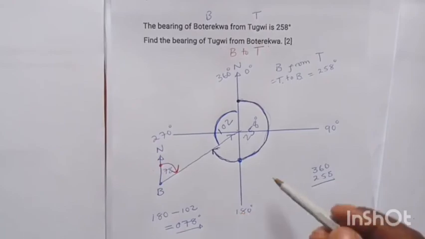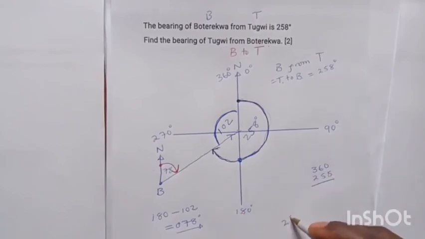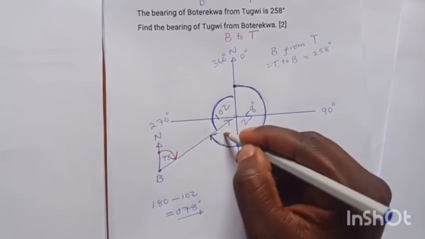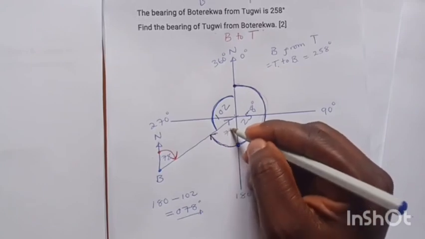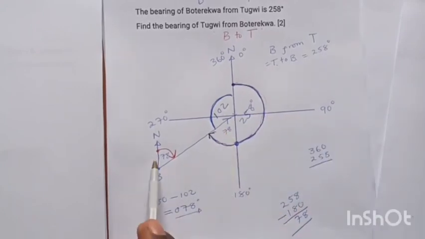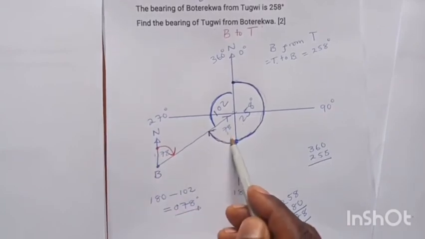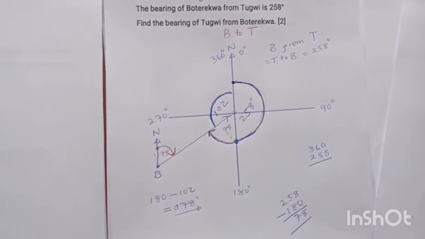Right. So someone could have said 258 less 180, you get 78. And you put 78 here, then 78 and the required angle represent Z angles. So that was another approach you could have used to identify your required answer. Right, let us move on to question number 6.